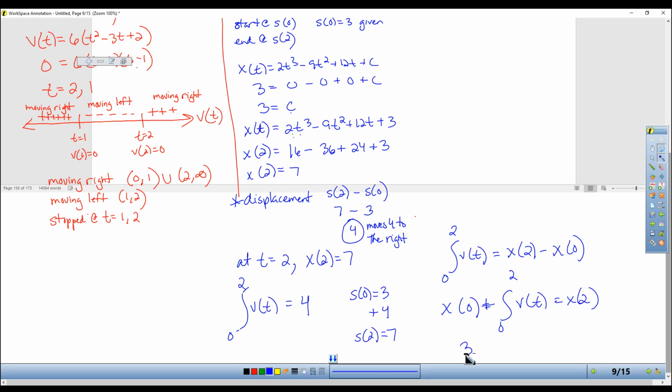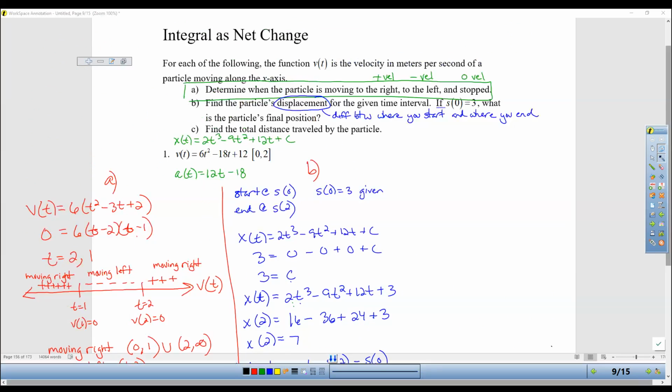So x of 0 is 3, the definite integral was 4, and we get x of 2 is equal to 7. So many ways to think about the same concept. So I hope some of that is, one of those ways is making you go, oh, I get it now.